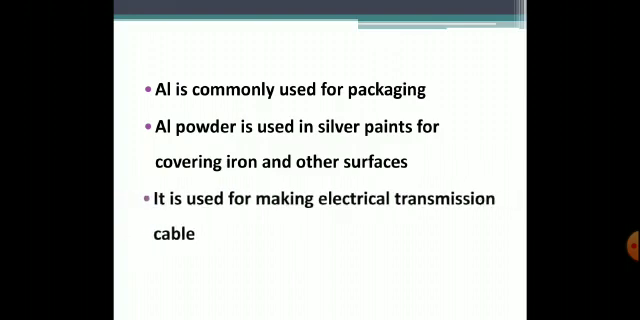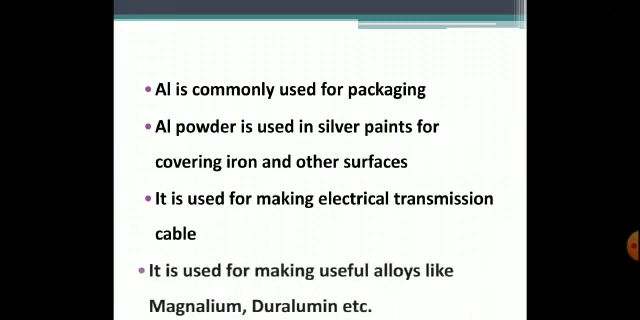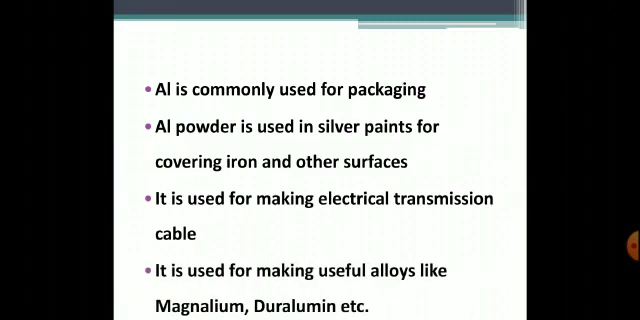Next, it is used for making electrical transmission cables. Next, it is used for making useful alloys like magnalium, duralumin, etc. These alloys are used in aircraft.